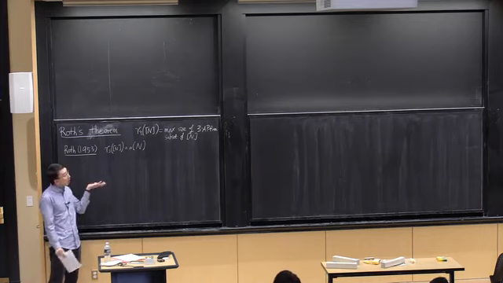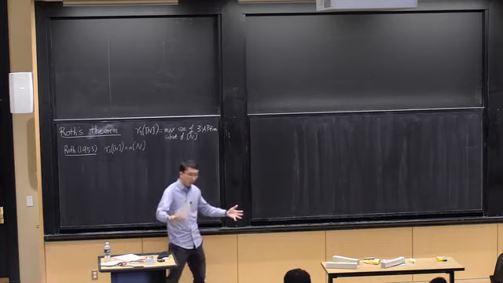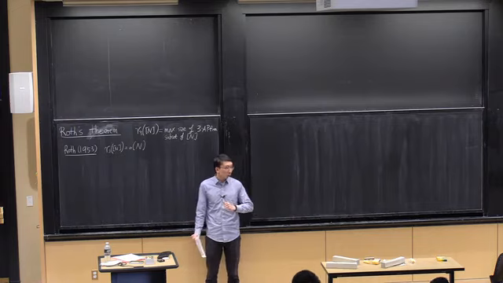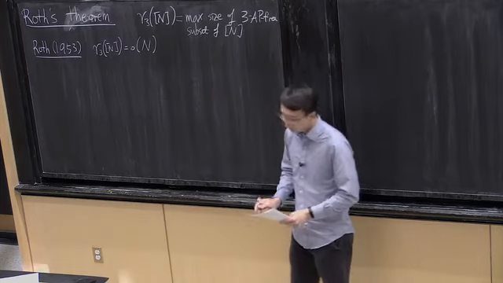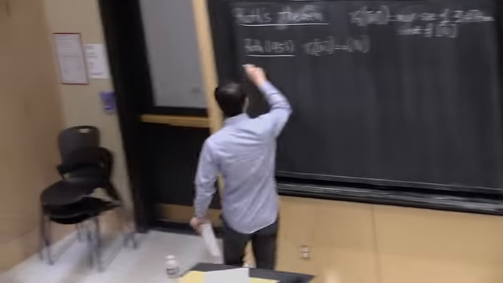Okay, so in other words, if you have a positive density subset of the integers, then it must contain a three-term arithmetic progression. Okay, so what I said is equivalent to this statement here. So previously we gave a proof using regularity.